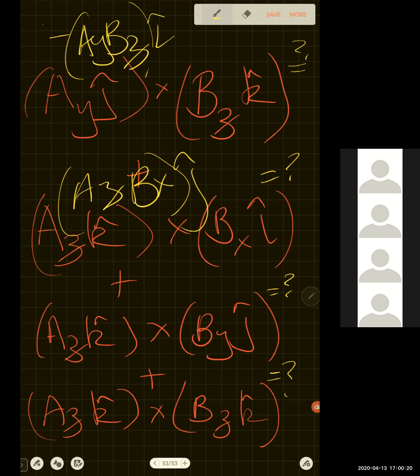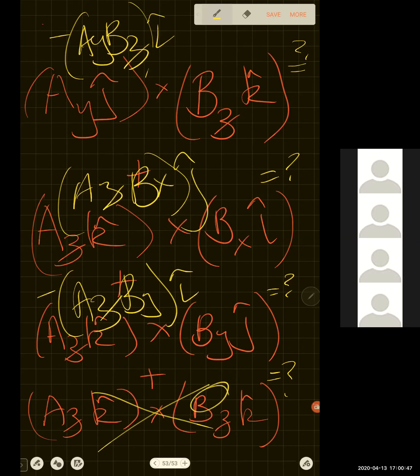I'm going to keep going. And the next one, AZ BY K cross J. J cross K is I, so K cross J is negative I, so this is negative, blah, blah. Yes, no, maybe so. We maybe should do the right-hand rule together, that might help. But then the last one is K cross K, that's nada, that's zero. So unless someone stops me, I'm going to move on.